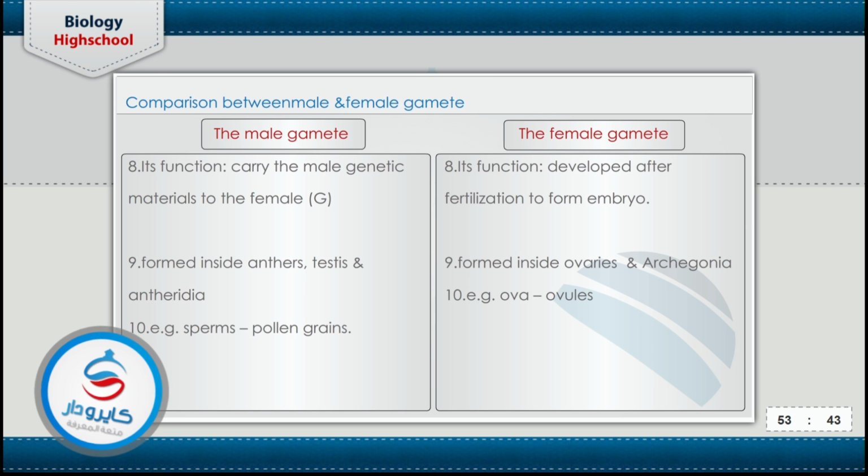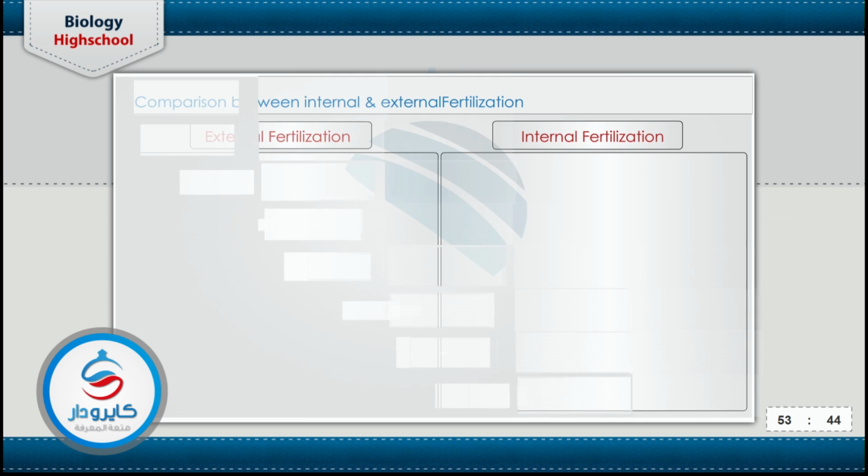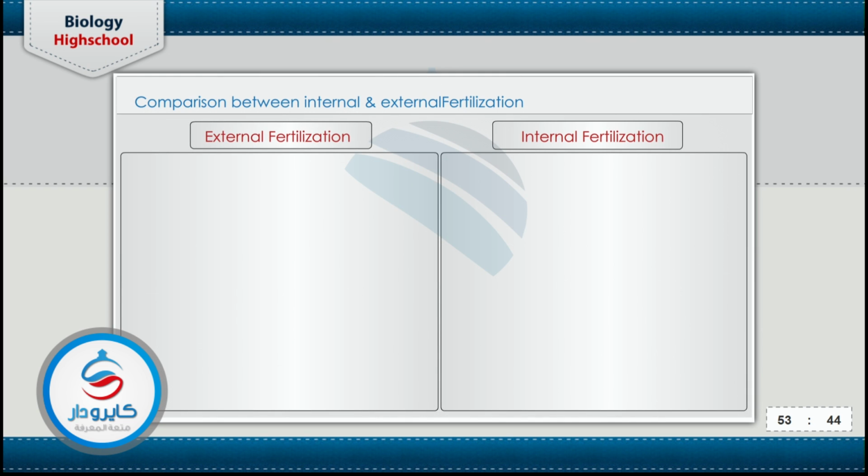But the other example is the presence of the ovules in the plant ovary and the ova in animals, and also the egg cell inside the archegonia in ferns. That's the complete comparison between male gamete and the female gamete. What about the comparison between external fertilization and the internal fertilization?